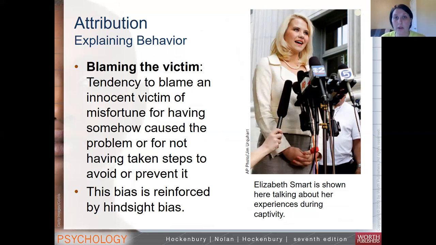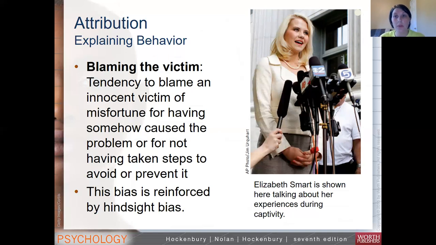This girl was in her bedroom, asleep in her room. She was a child. She was younger. I think she was 12 when she was kidnapped. At knife point, her kidnappers raped her, beat her, and abused her, and threatened that they would kill her family if she tried to get away. And she eventually was found and rescued.